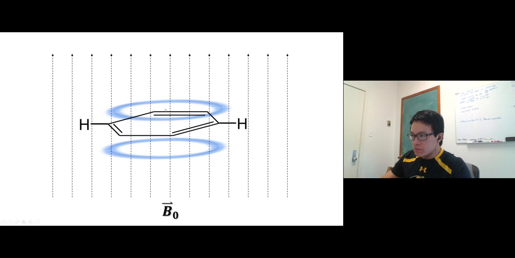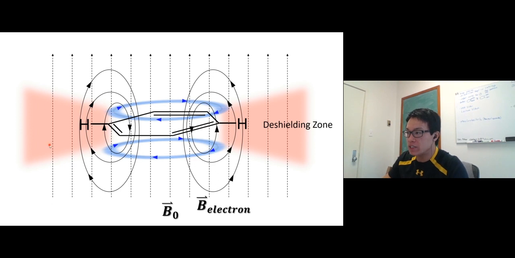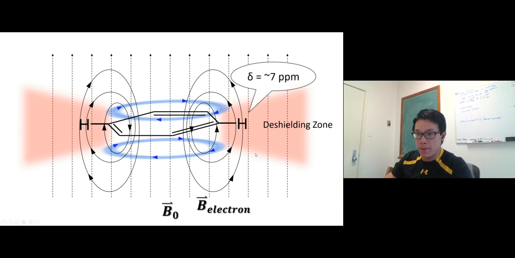Now let's take a look. Before we add the magnetic field from the pi electrons, this proton already feels the magnetic field from the instrument. Add on to it: look at the outside, the magnetic field from the pi electrons goes up, the same direction as the external magnetic field. So this proton will feel the strength of the magnetic field even more, and become more deshielded. We call right here the deshielding zone. That's why the proton outside the benzene ring is really deshielded: it feels the external magnetic field and also the magnetic field from the pi electrons. They add up to each other, making this proton highly deshielded, and the chemical shift goes up to 7 ppm.